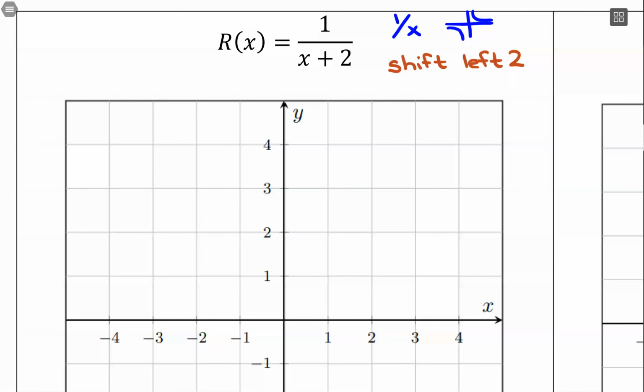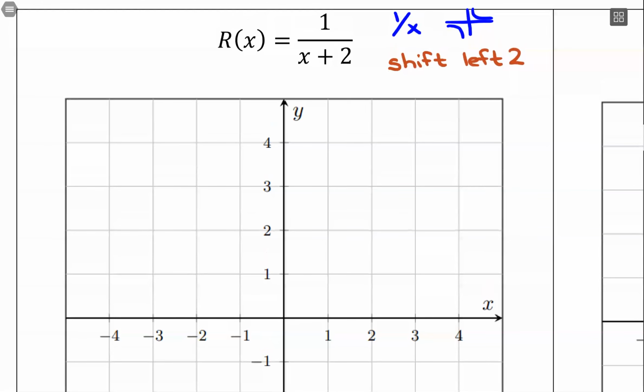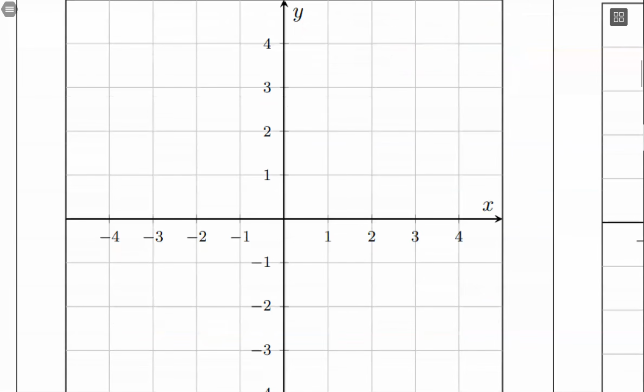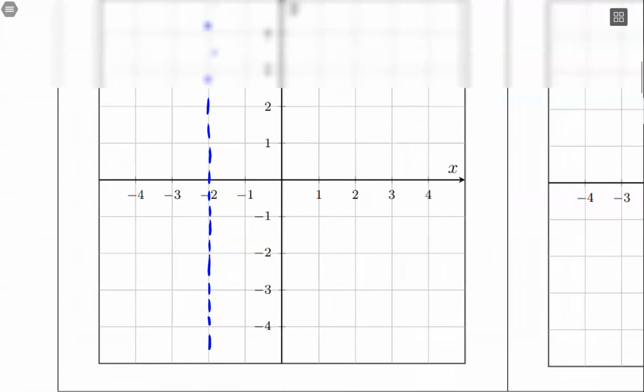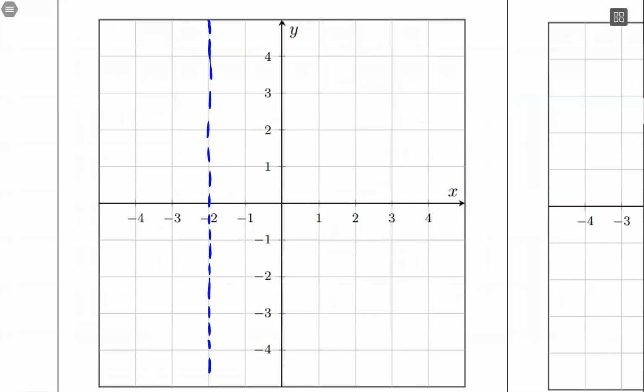So what I could do is think about my standard 1 over x graph, but we're moving everything to the left by 2. With this horizontal shift, it's our vertical asymptote that's going to move. I usually have this vertical asymptote at x equals 0. Now we're moving it to the left 2 spots. So now we're going to have this vertical asymptote at x equals -2. So we have this line that we cannot cross. The horizontal asymptote doesn't move at all. We would need a vertical shift to do that. So we have this horizontal asymptote at y equals 0.